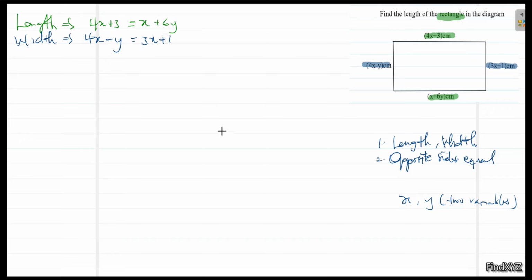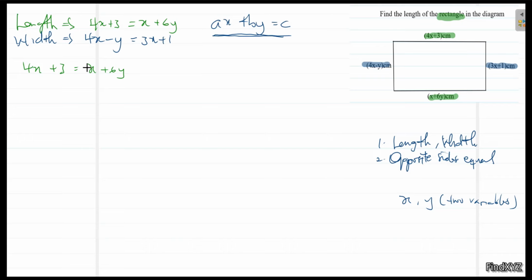Now a general linear equation is of the form ax plus by is equal to c. There are other forms we can represent it, but in this question I am going to use this format. I'm going to arrange the equation in this way. So the first one, we have 4x plus 3 is equal to x plus 6y. I want to put all the variables at one side and equate the constant to the other side. So I have 4x here and x here. I want to put them together.